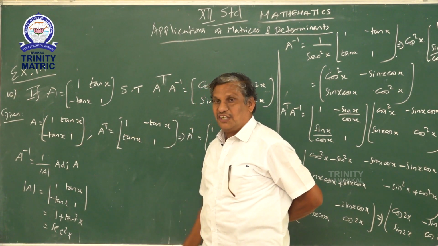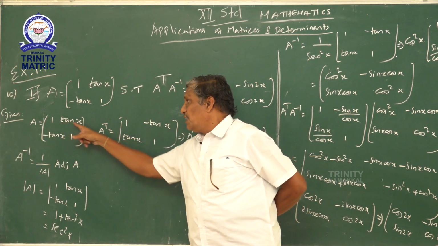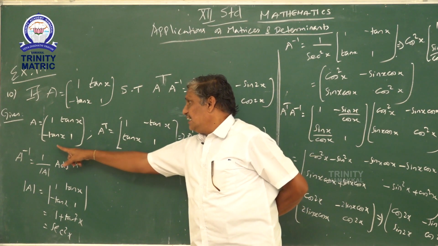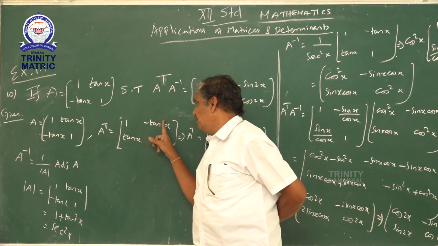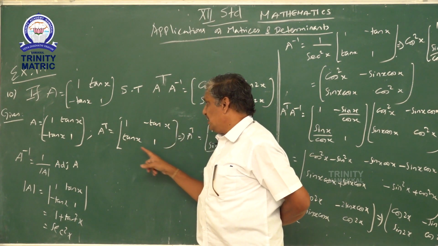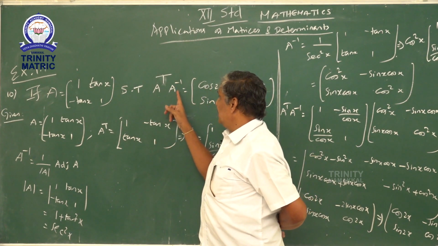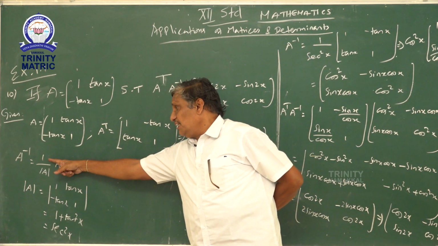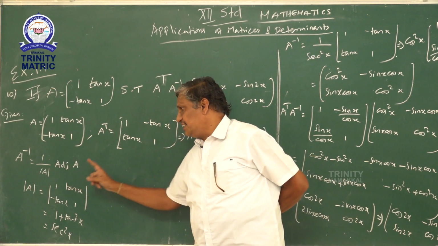You know the transpose. How will you transpose? The rows will become columns. The row 1 tan x will become a column, and the next row minus tan x 1 will become a column minus tan x 1. That is A transpose. We know A inverse. What is the formula? A inverse is nothing but 1 by determinant of A into adjoint of A.